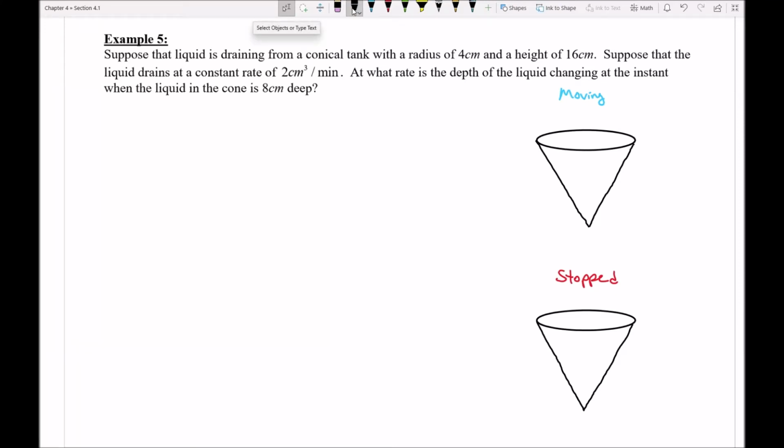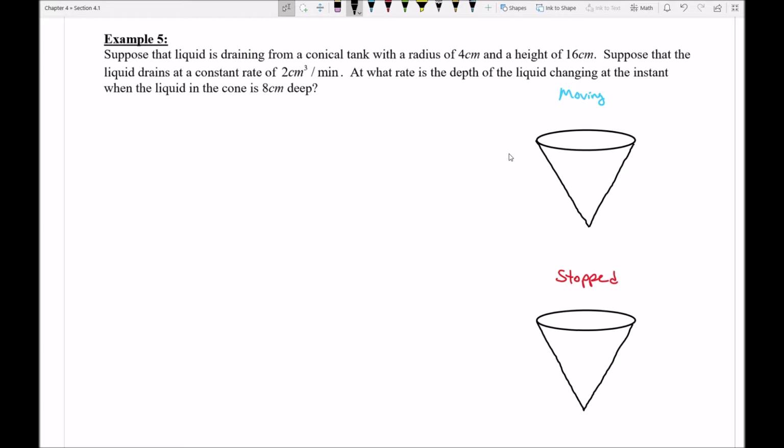Let's take a look now at the final example of this section, example number 5, dealing with one of these kind of awkwardly shaped tanks. This is very much going to be like our opening example. So suppose that liquid is draining from a conical tank that has a radius of 4 centimeters and a height of 16 centimeters.